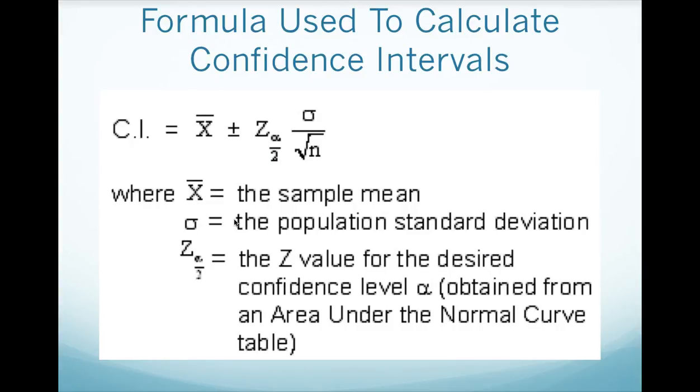CI equals x bar plus or minus z times sigma over the square root of n, where x bar equals the sample mean, sigma is the population standard deviation, and z value is for the desired confidence level, alpha, obtained from the area under the normal curve table.